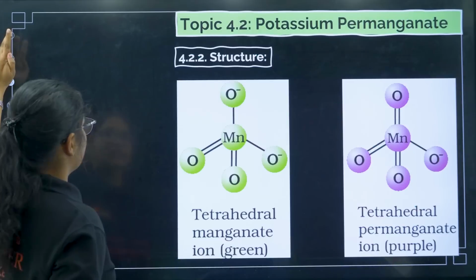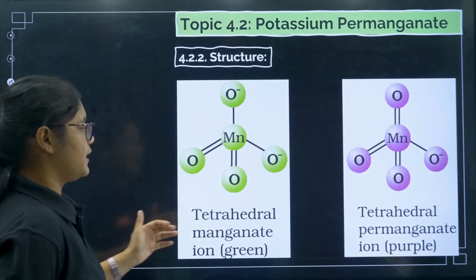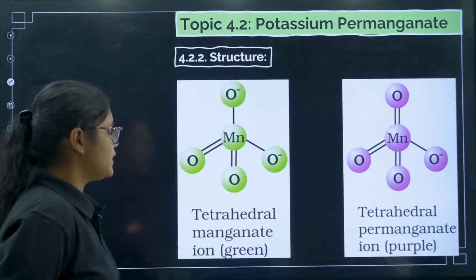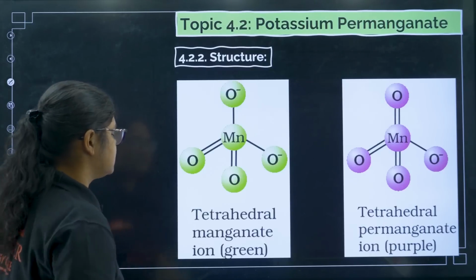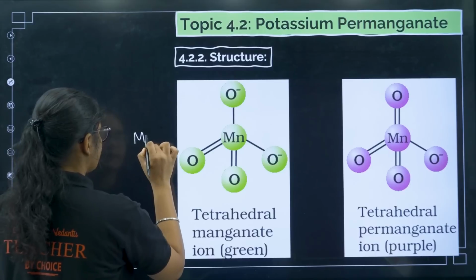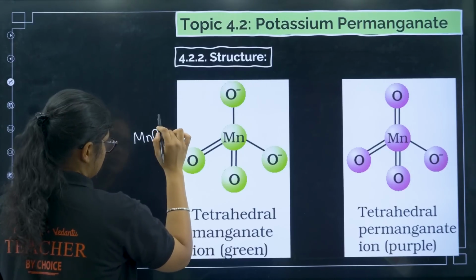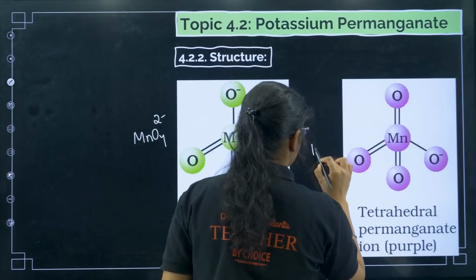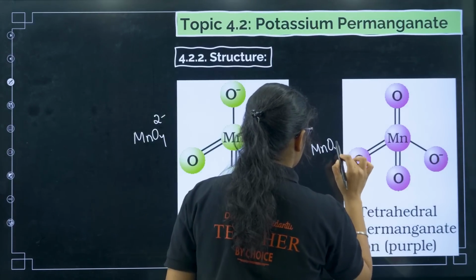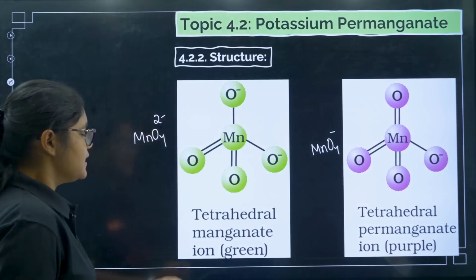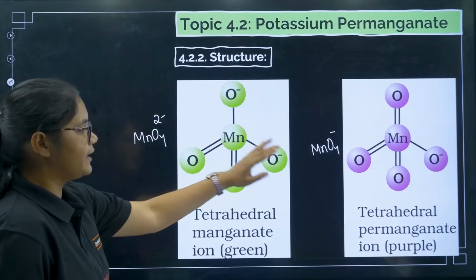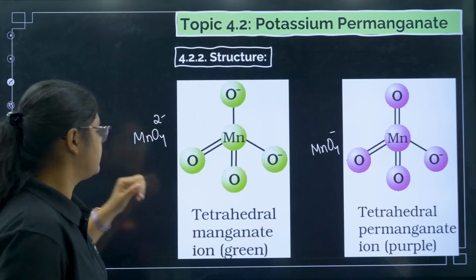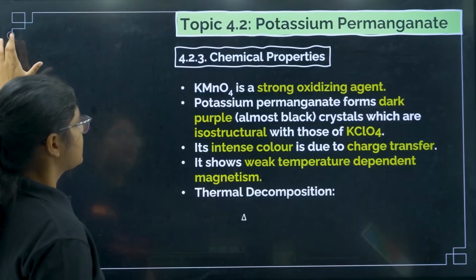After that, structure: these all have tetrahedral structure. This is MnO4 2-, this is MnO4-. Here a question is asked: this is manganate, MnO4 2-, and this is permanganate, which is MnO4-. The symbol is there. Color also you should remember, this is green color and that is purple color. You might have seen this in your labs very often, the permanganate ion. Next, chemical properties.